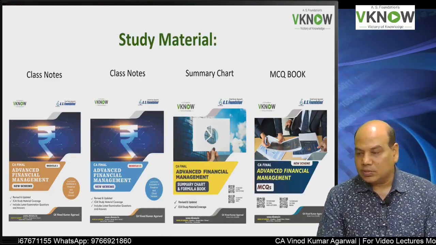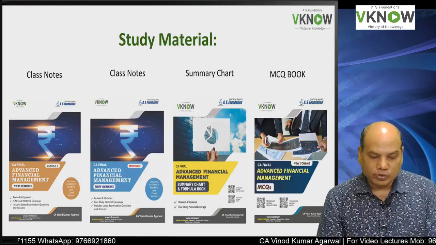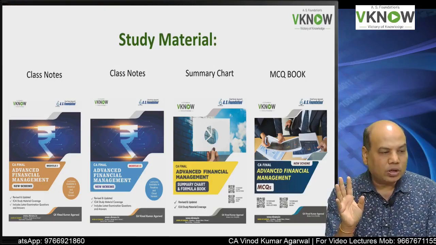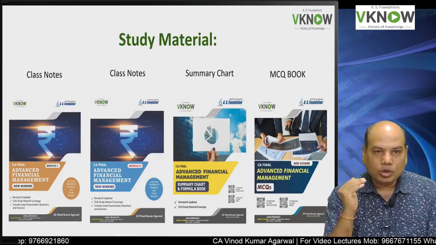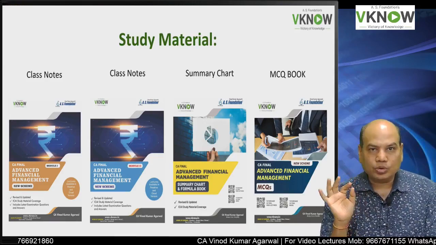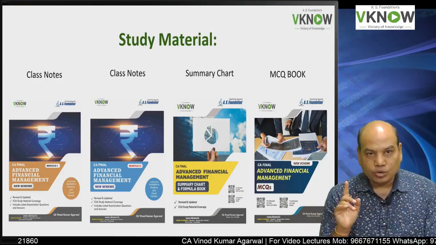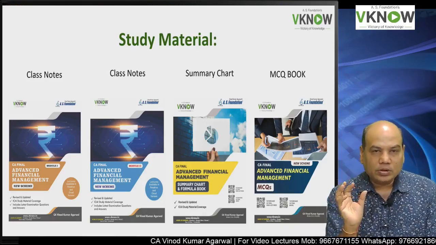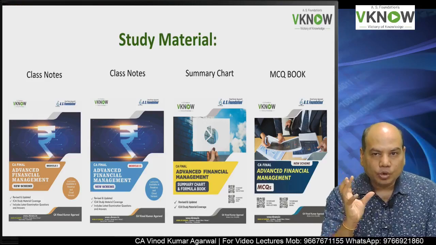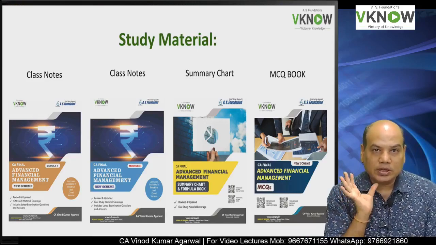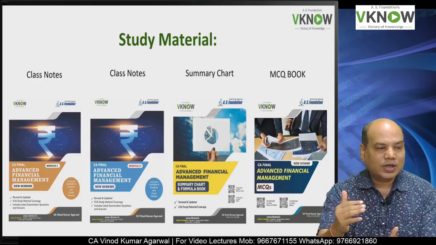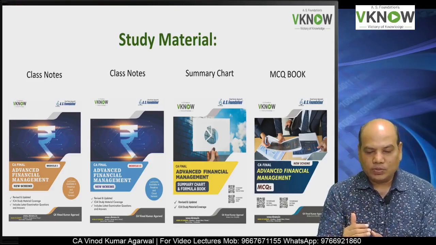And what study material are we going to give you along with the video lecture? 2 volumes would be given, which will be called class notes, where we have all questions and answers that we are going to cover in the class. We are going to provide you one summary chart of around 100 pages, which will give you a summary of all the chapters, including theory chapters, and it has all the formulae for CA Final AFM in one place.